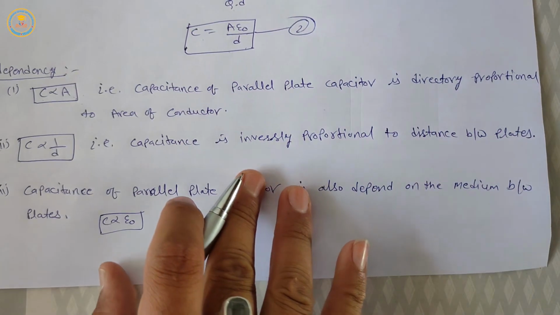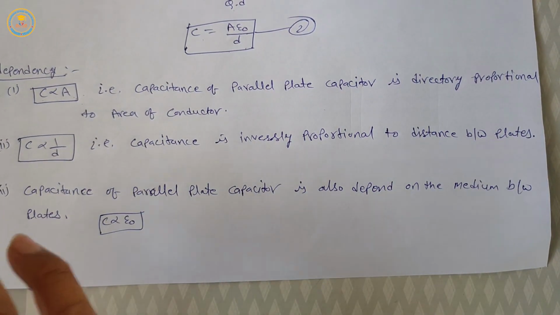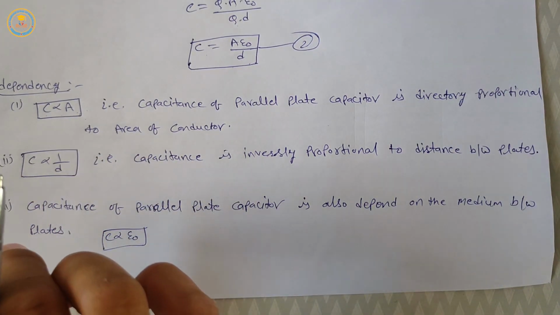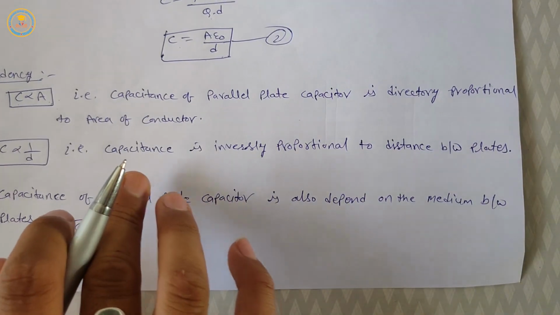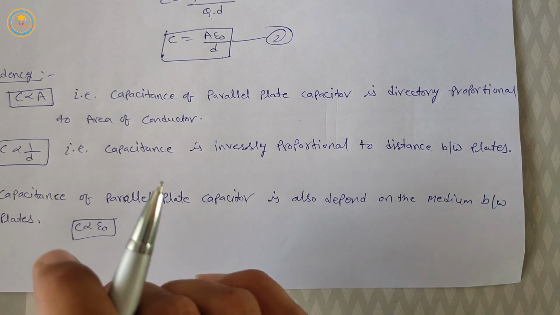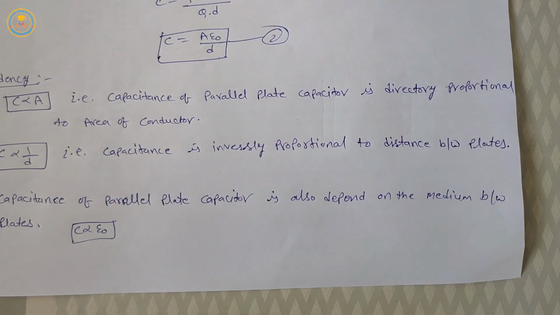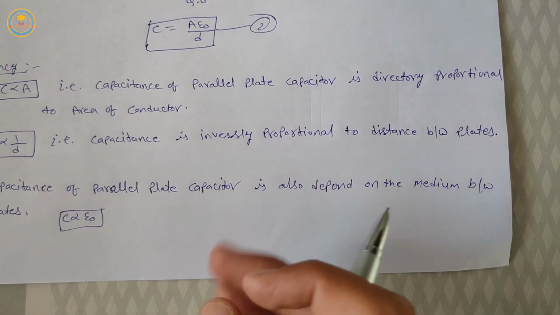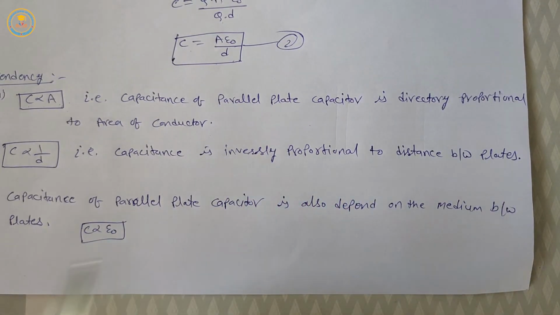Okay, so we can say if we want to increase the capacitance of a parallel plate capacitor, then we should decrease the distance between the plates. Okay students, this is the parallel plate capacitor, and the effect of the medium between the plates we will study in our next video. So wait for the next video.